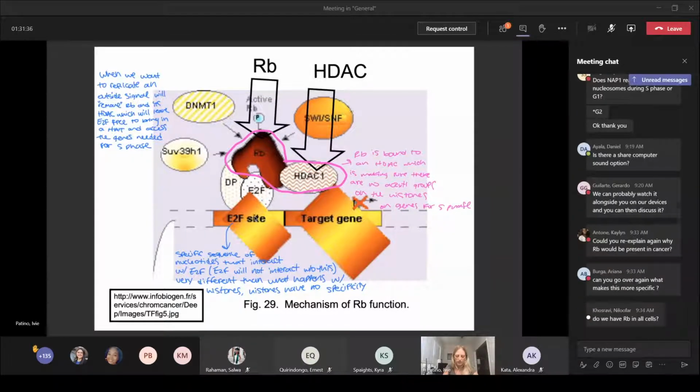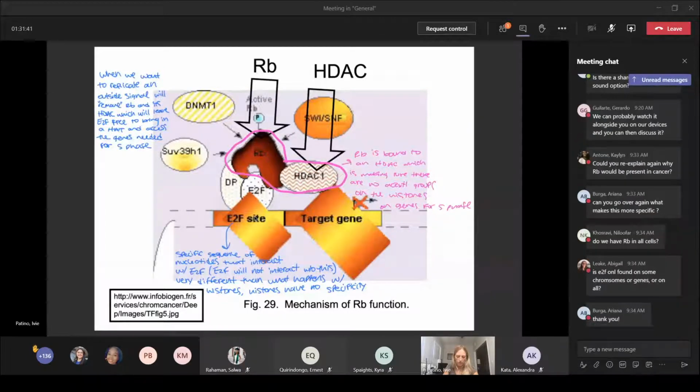Does that make sense? Do we have RB in all cells? I'm pretty sure we do.